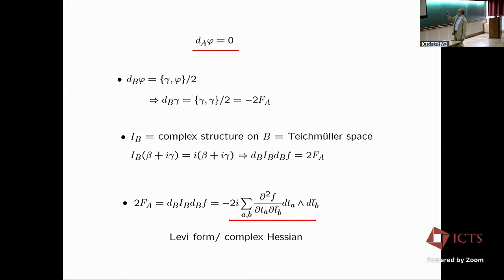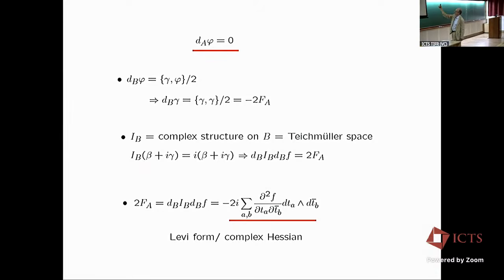Now, okay, so we have a complex structure on the base, on Teichmüller space. So there's a complex structure on that tangent bundle, which means that the complex structure there applied to this beta plus I gamma, so this is of type 1-0. So out of this, what you get is that dB, IB, dBF is equal to phi, if you go through all these things. In other words, IB beta is plus or minus gamma. So you can use these things to replace dB gamma by dB IB dBF.